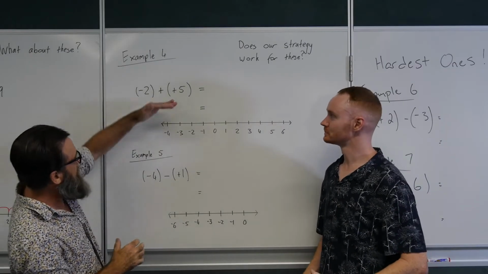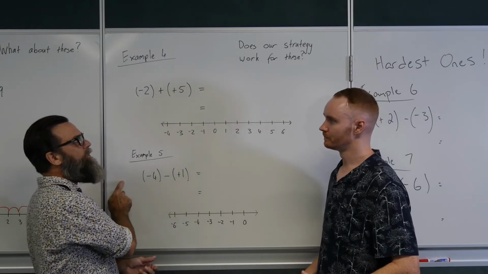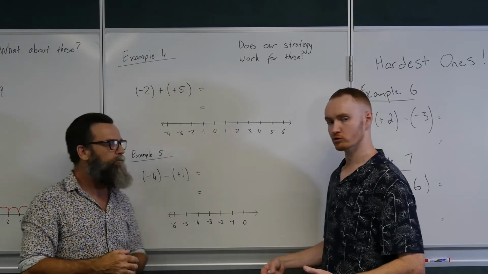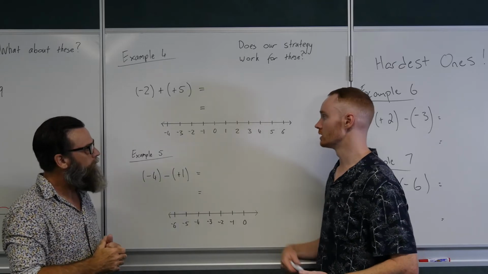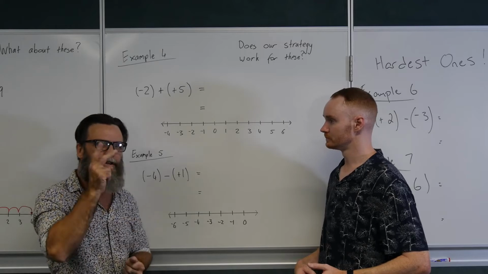Okay, so Mr. Savage, these couple of examples look a little bit harder again. Will our strategy work for these ones? I believe so. If we rewrite the expression without those brackets and use our math number line weapon, we should be okay. Fantastic. So a 2-step strategy.